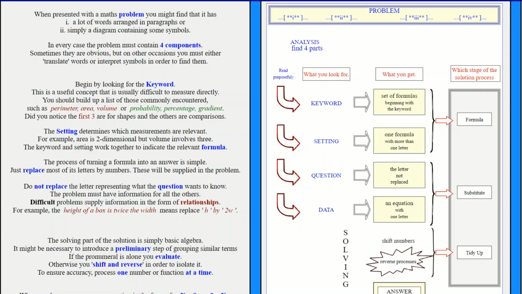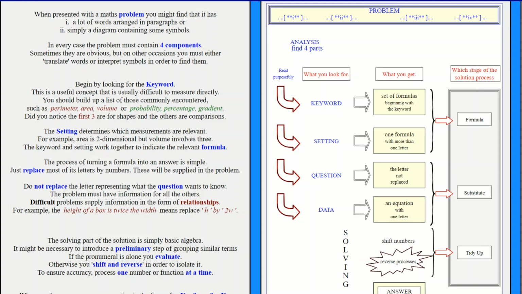When you have found the keyword as part of your analysis, that leads to a set of formulas. They will usually begin with that keyword. The setting determines which measurements are relevant. For example, area is a 2-dimensional concept, but volume involves 3. The keyword and setting work together to indicate the relevant formula.